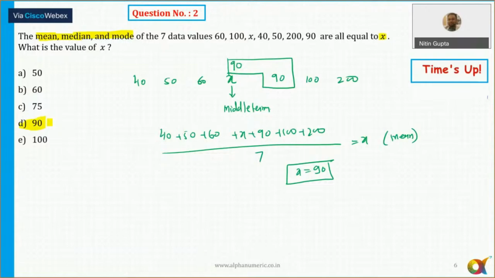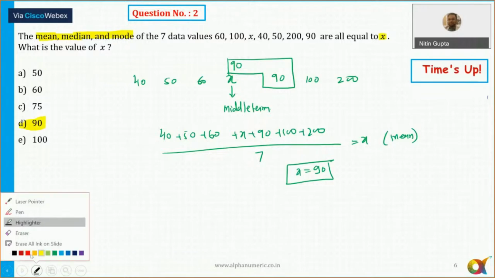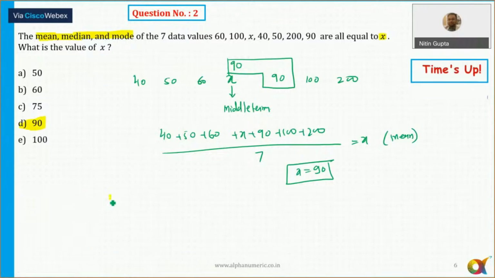Okay. Now, let's think in a different way. This was an easy question here. But on certain occasions, also keep an eye on the options. Quite possible that we do not even need to solve this equation, and just by eliminating the options, we can get the answers quickly. Now, how? Just see how we can get the answers with the options. We know the numbers are 40, 50, 60, and then x, and 90, and then 100 and 200.